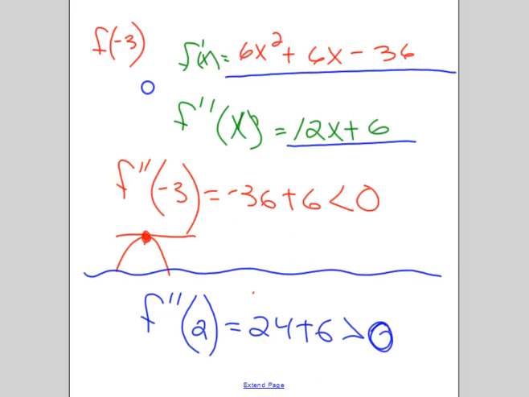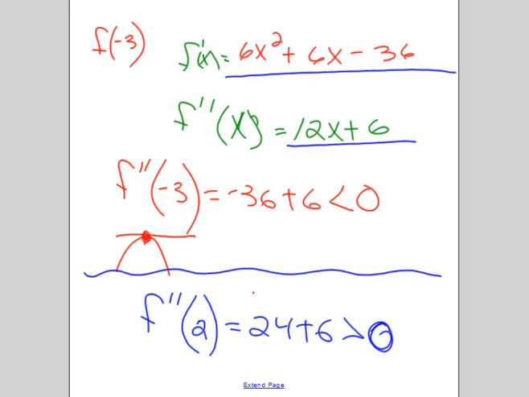The advantage of the second derivative is I only had to plug in 1 point. The disadvantage is I had to find the second derivative, but in this case, that wasn't hard. Sometimes, like when you have those e to the square root of sine x, they are a little trickier to mess with.